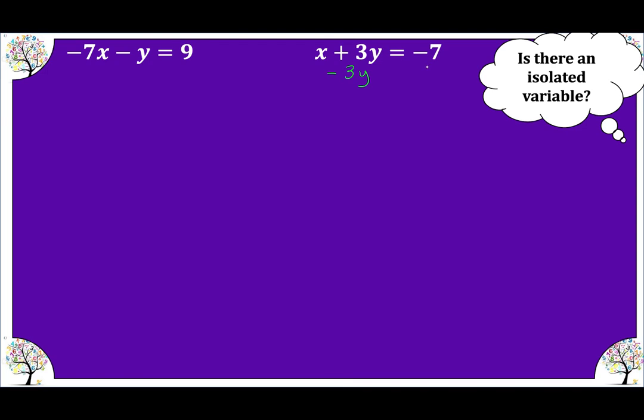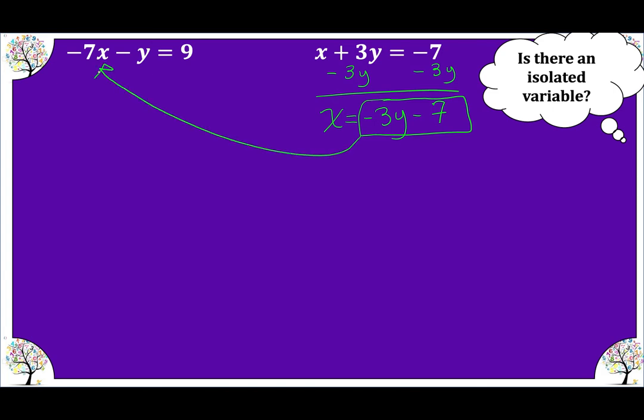So I am going to first isolate x, and then I always like to put my variable term first. So now when we ask the question, is there an isolated variable? We can say yes, x is isolated. So I'm going to take this, what x equals, and substitute it in for the x in the first equation. So -7, instead of x, we're going to substitute -3y minus 7 minus y equals 9.